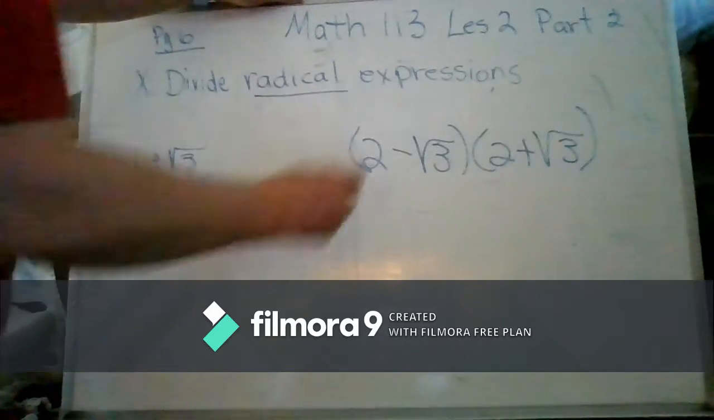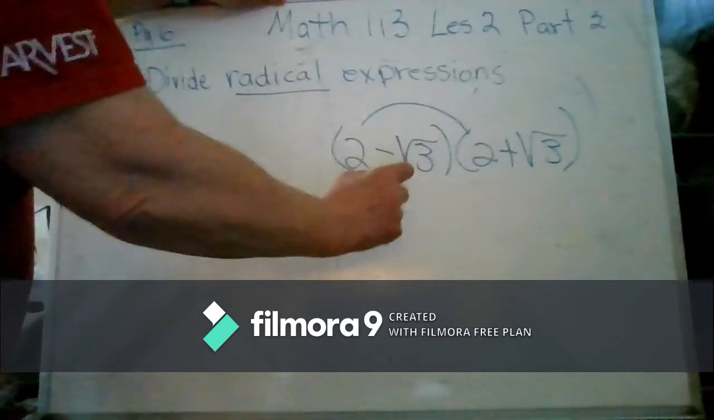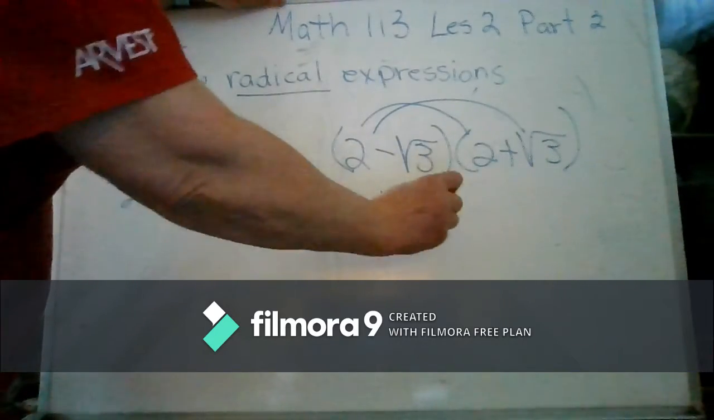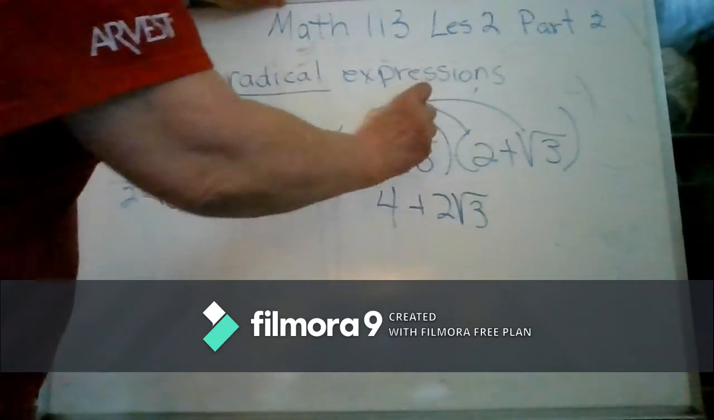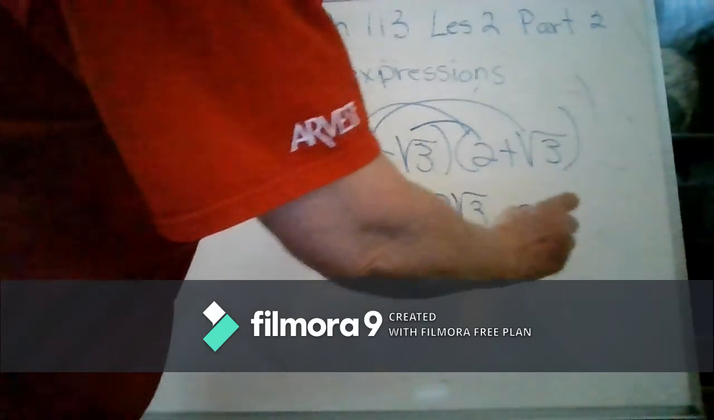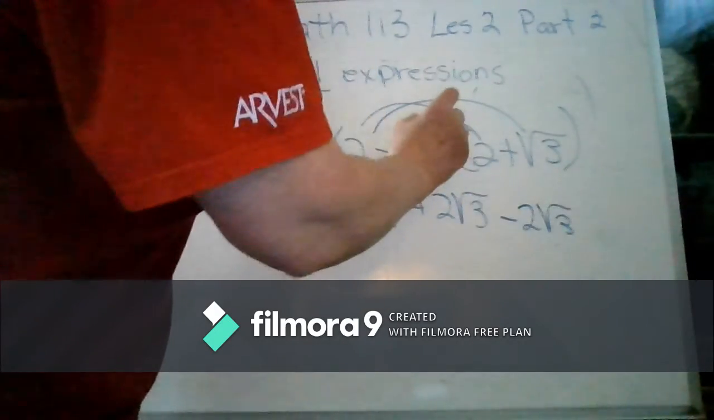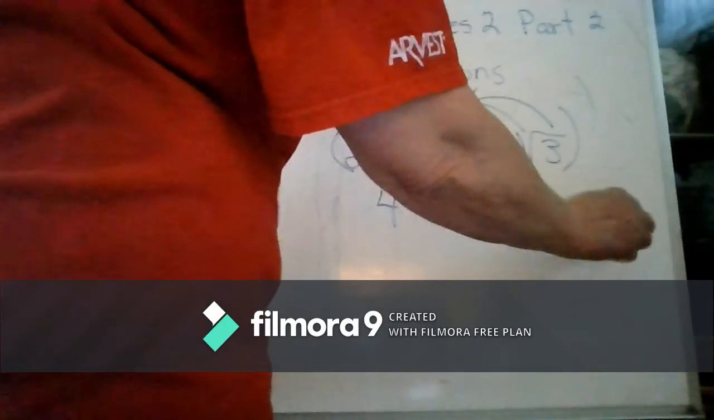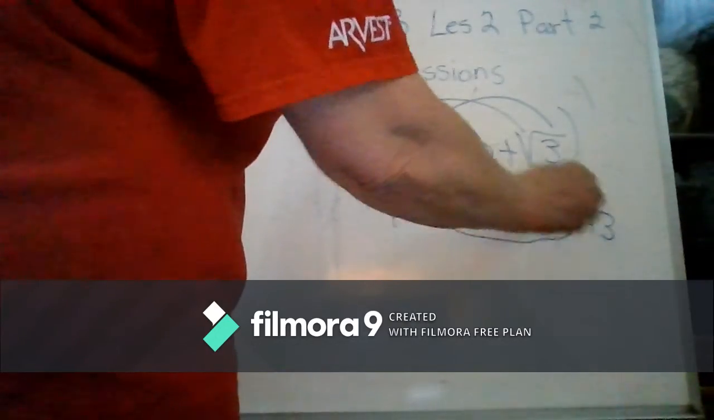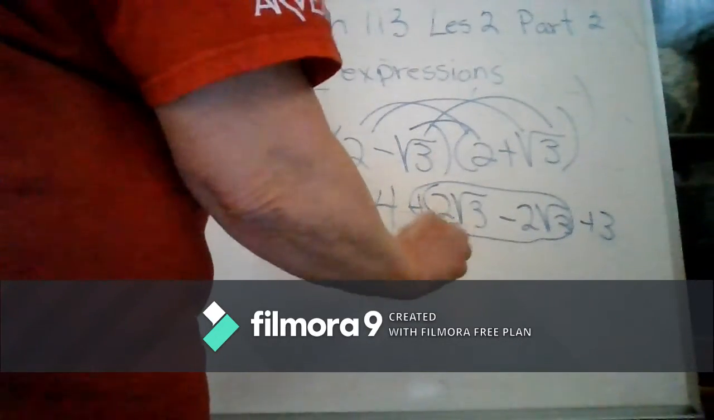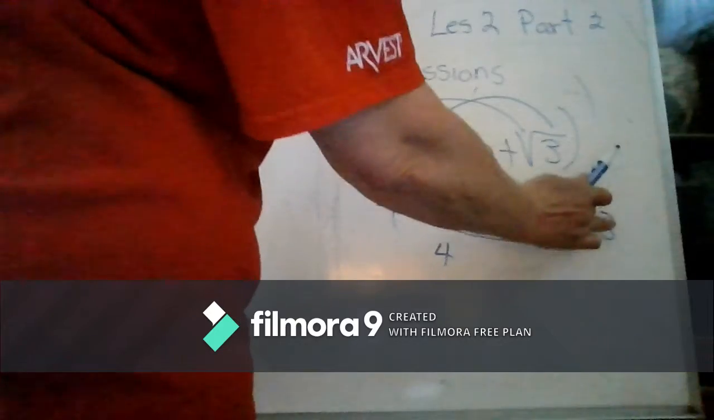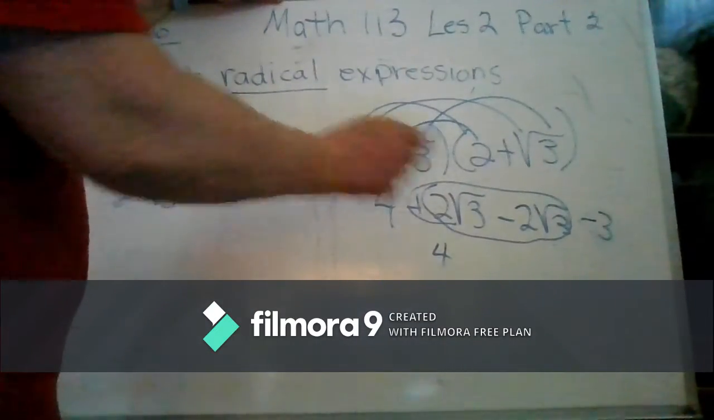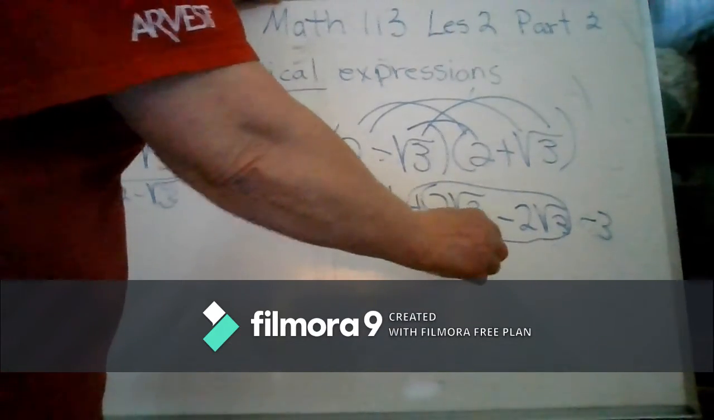conjugates. And if you'll notice, we're going to FOIL. 2 times 2 is 4. And then we're going to do the outers, which is plus 2 times the square root of 3, and the inners, which is minus 2 times the square root of 3, and then square root of 3 times the square root of 3 is 3. Notice these cancel out to 0. So all I have is 4. That was supposed to be subtract 3 because of that negative right there. 4 subtract 3 is equal to 1.